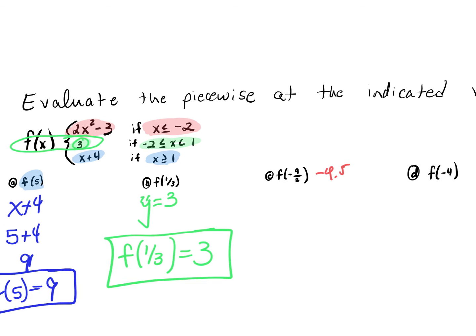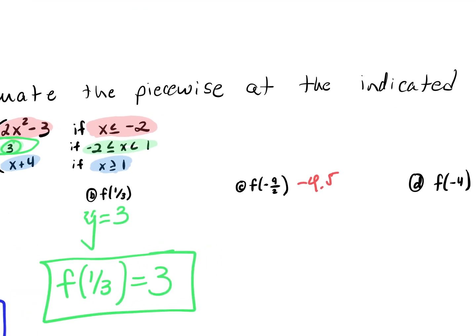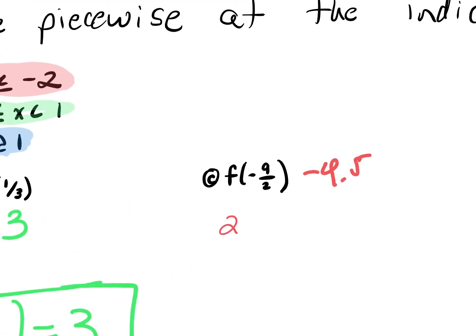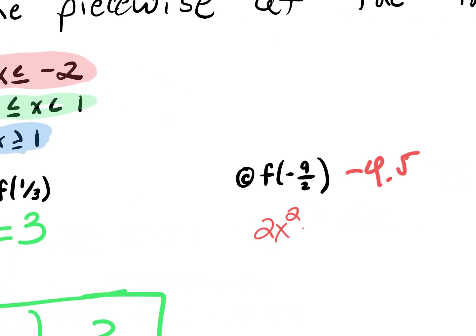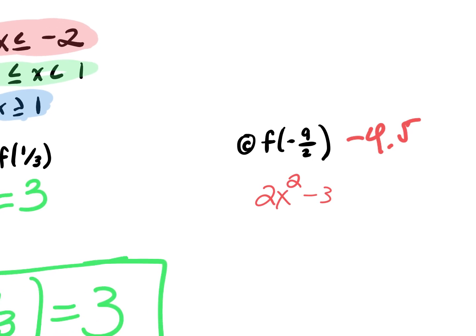Yes, ma'am. Thank you, Allie. So I'm going to use the top function. So I'm going to write down, okay, Mrs. Meadows, this is the function I'm going to use to evaluate: 2x squared minus 3. So instead of the x, I'm going to plug in -9/2. So I have 2 times -9/2 squared minus 3.